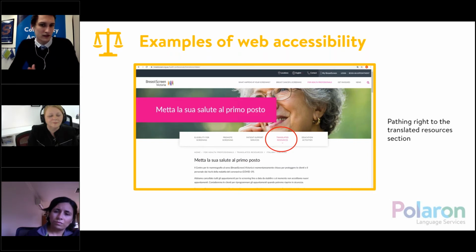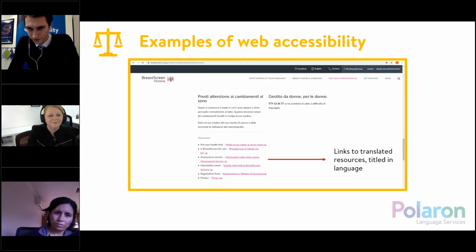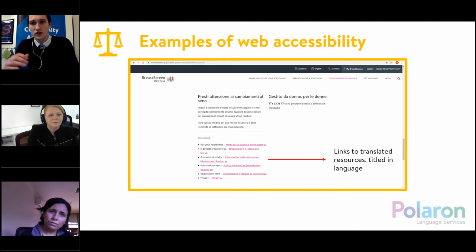I scroll down a little bit to the next slide. And boom, links to translated resources with the right naming conventions. That's another key thing to navigation. If people, as Eva was saying, are in language and they're searching on the internet, they're not searching information about breast screening in Arabic. They're searching breast screening in their language, in Arabic. And having that naming convention there is going to ensure that your resources do pop up at the top when people are searching for your resources.